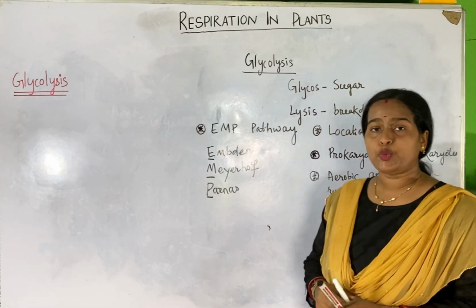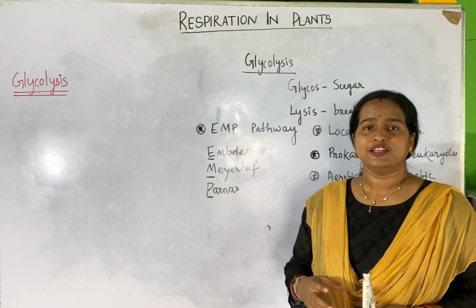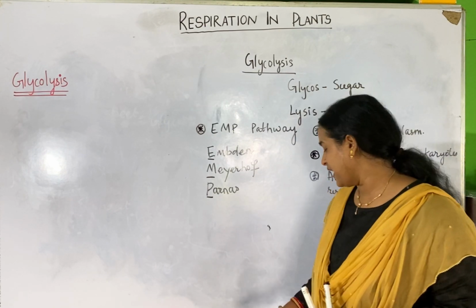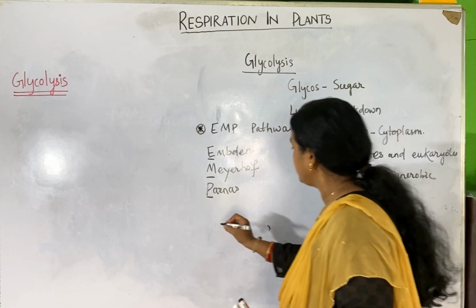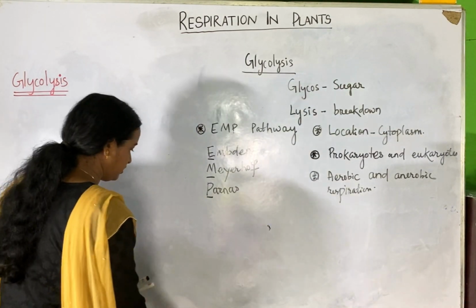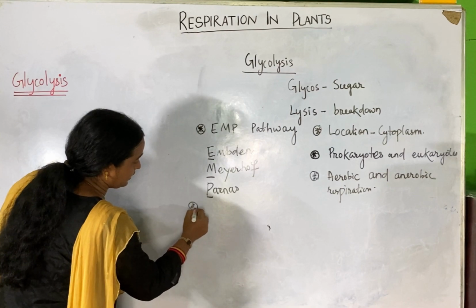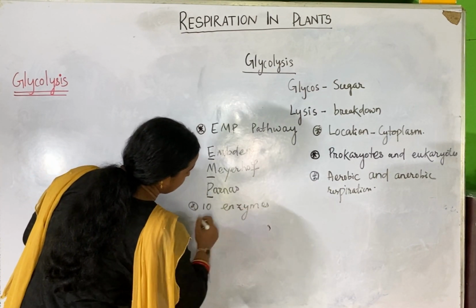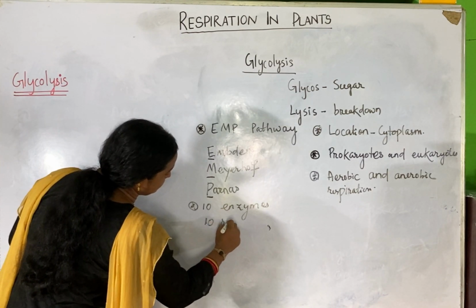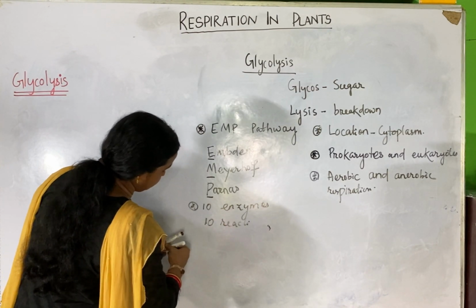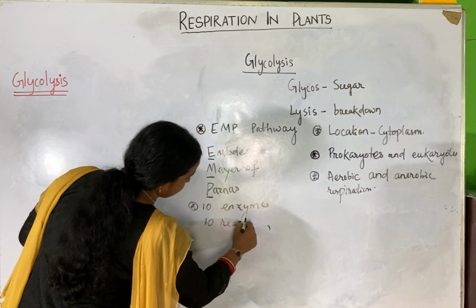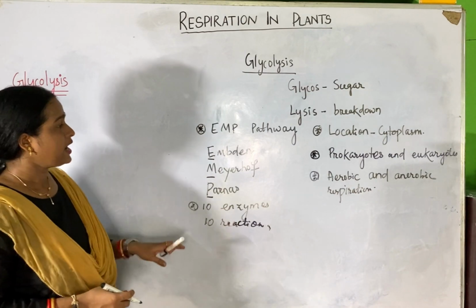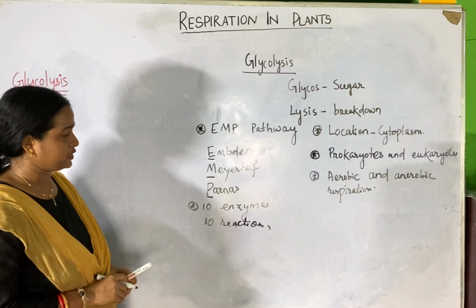And there are many enzymes involved. In this glycolysis, there are 10 enzymes and 10 reactions involved. So 10 enzymes and 10 reactions are involved in the glycolysis process.